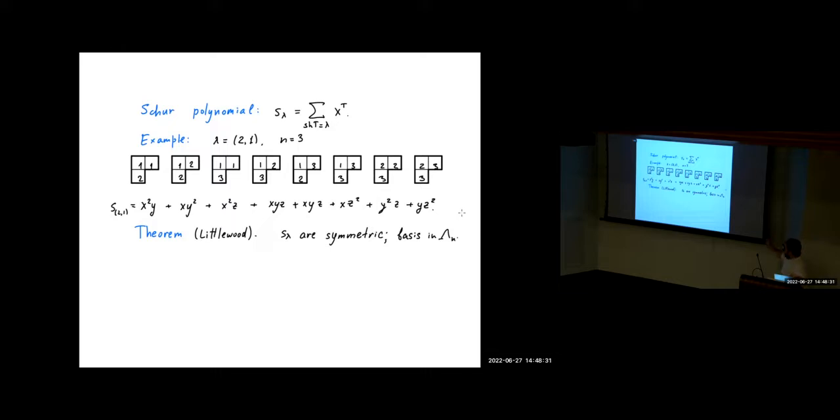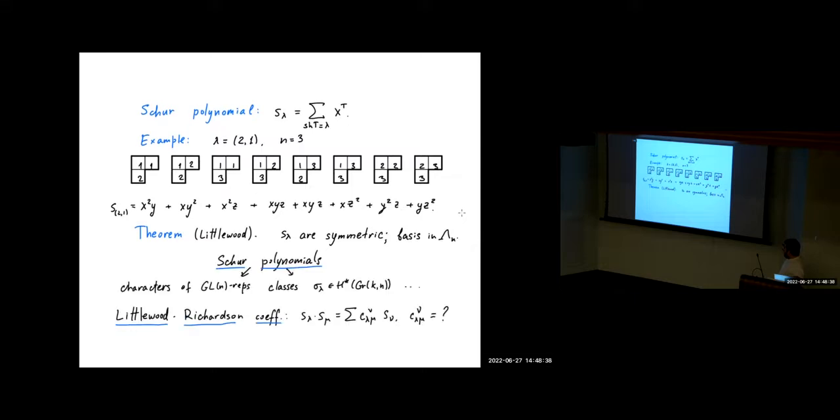So yeah, these polynomials are symmetric. They form a very nice basis of the ring of symmetric polynomials, and they occur in many places. First of all, and most important, these are characters of representations of GLN, and so their symmetry follows from Weyl's character formula. And if you like algebraic geometry, you can say that these represent Schubert classes in the cohomology ring of a Grassmannian. And well, they have many nice combinatorial properties.